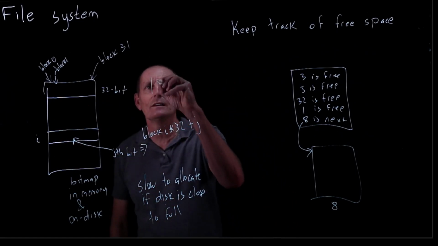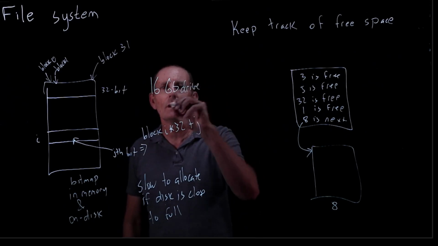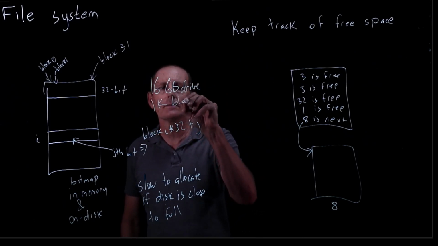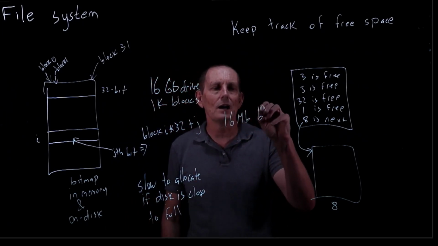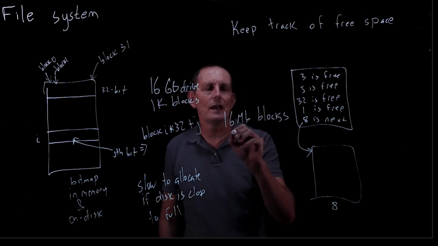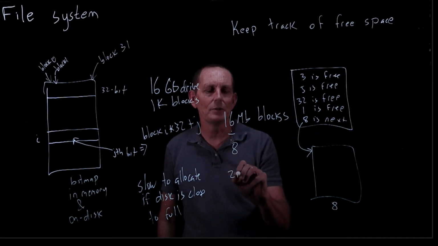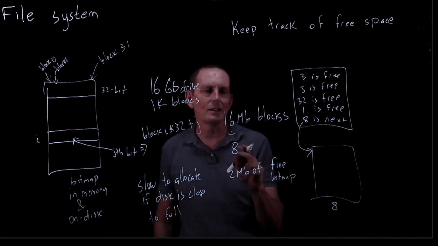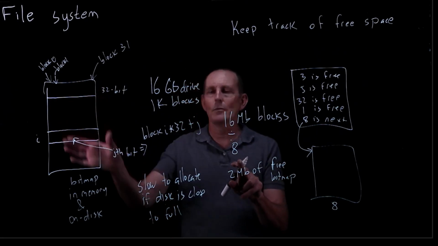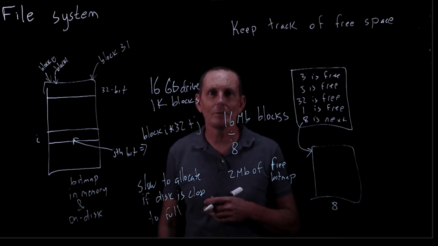Let's say we have a 16 gigabyte drive, and we have 1K blocks. Then that means we have 16 megabytes of blocks. And then if we divide by 8, that will be 2 megabytes of free bitmap. I'm dividing by 8 just to look at the number of bytes. If I want to divide by 32 here, that'd be fine, but then I'm going to multiply back by 4. So that's the same as just dividing by 8.